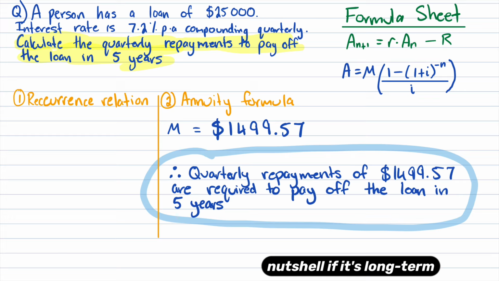But pretty much in a nutshell, if it's any long term situation, generally you're going to be using an annuity formula. Short term situations, you'll be using the recurrence relation. And sometimes it even says the words recurrence relation in the question, which is a dead giveaway that you're going to have to use the recurrence relation formula instead.